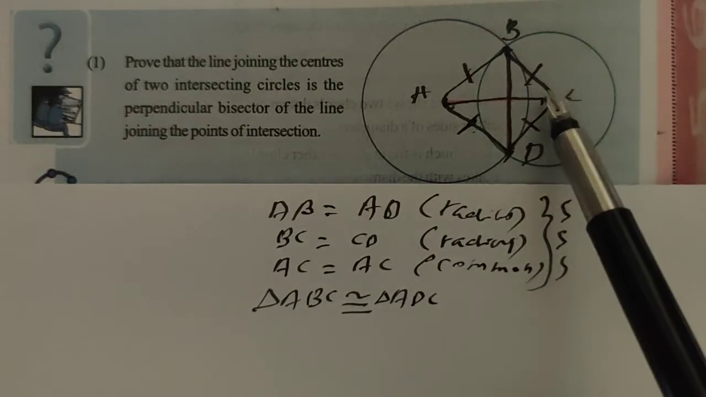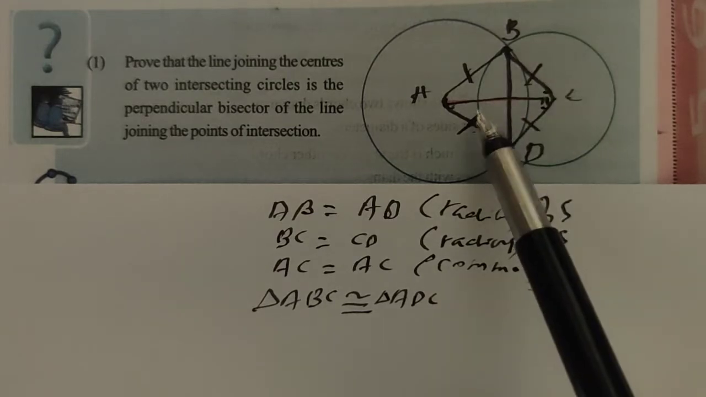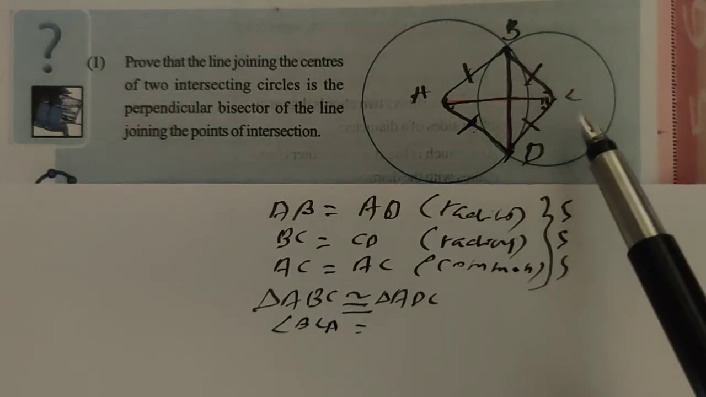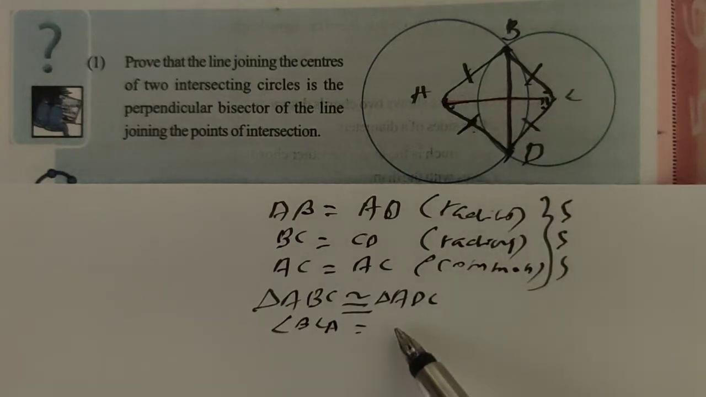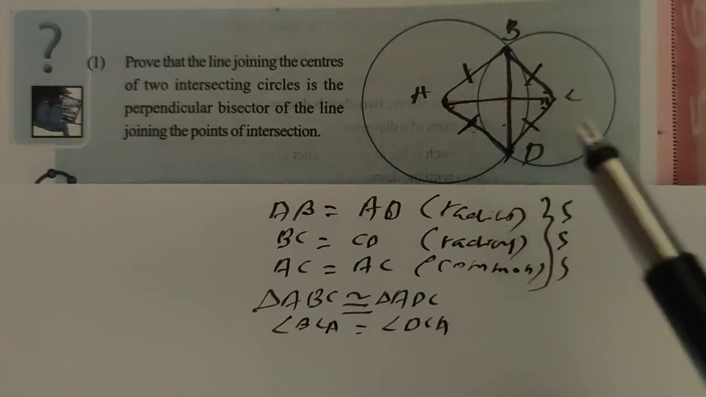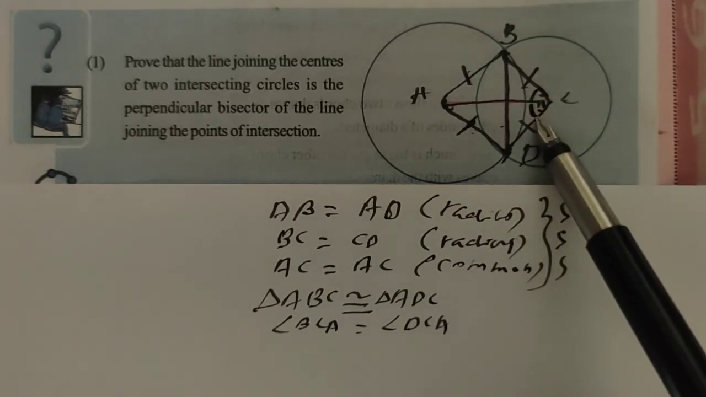Therefore, we can see this angle is the same as this angle. Angle BCA is equal to angle DCA. We have this upper triangle and lower triangle equal. Therefore, this angle is the same as this angle.